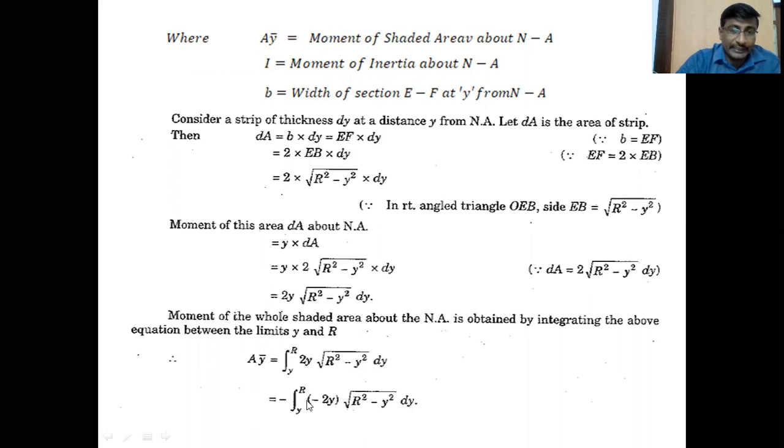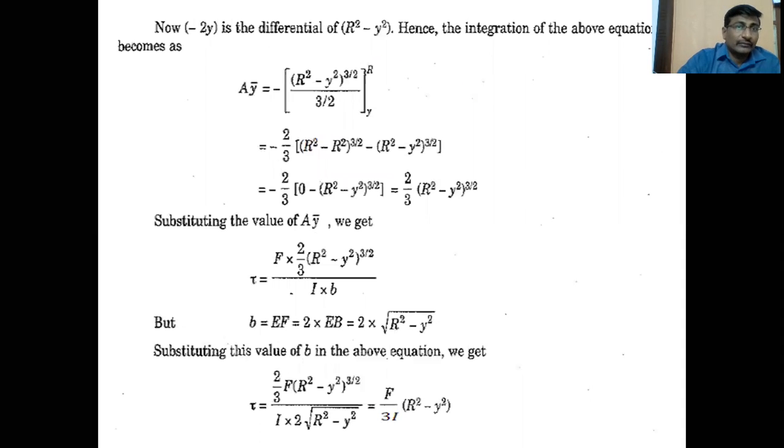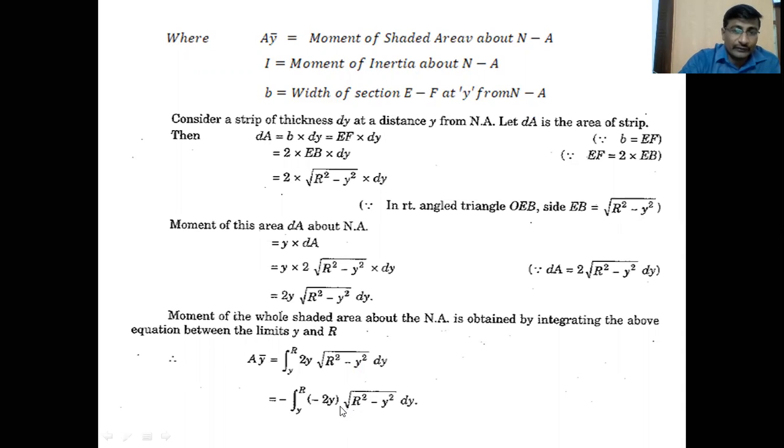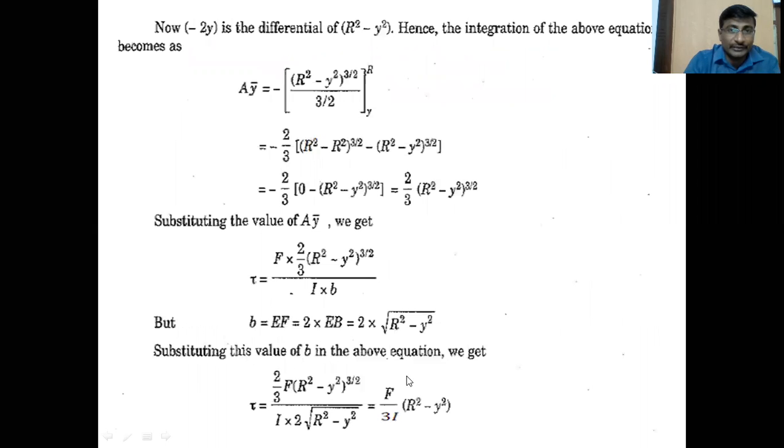Why are we multiplying by minus 2 times? Because the differentiation of r square minus y square is minus 2y itself. So to integrate or simplify that equation, we multiply by minus 2 times. So now minus 2y is the differential of r square minus y square. Hence the integration of the above equation becomes A y bar equal to minus the integration of the square root of r square minus y square, that is, r square minus y square whole power 1 by 2, which integrates to r square minus y square whole power 3 by 2 by 3 by 2.